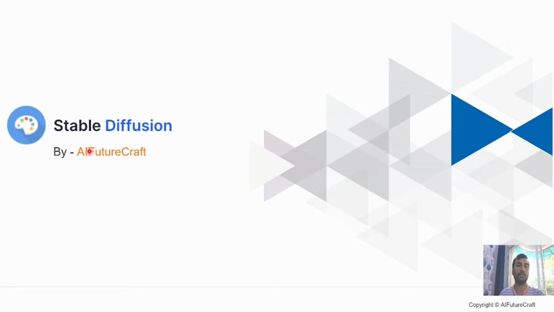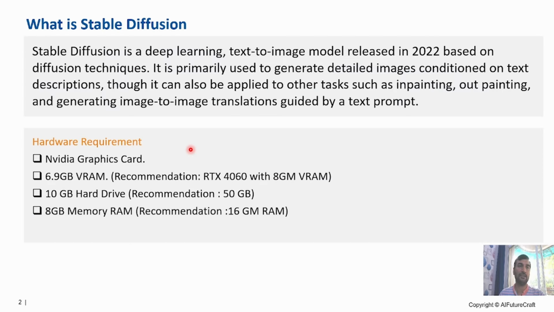Today we are going to talk about stable diffusion. Let's talk about what is stable diffusion. Stable diffusion is a deep learning text to image model released in 2022, based on the diffusion technique.